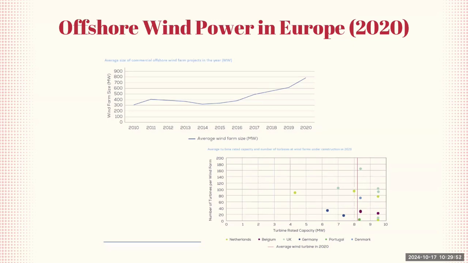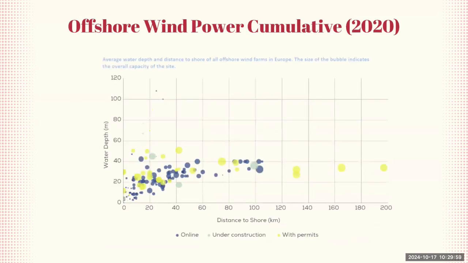In the bottom, this graph shows the average turbine capacity in different countries in Europe. So overall, we can see the cumulative development of offshore wind power, and this diagram focuses on the water depth and the distance to shore.